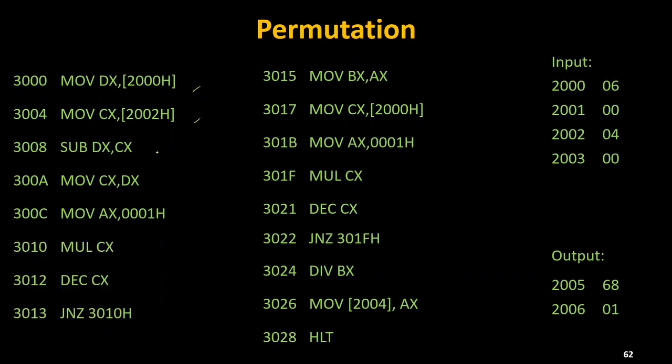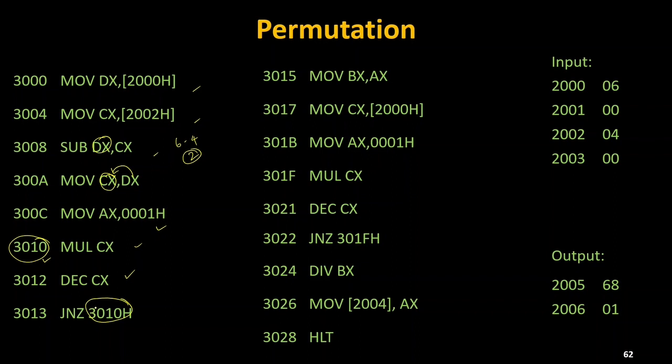So 2000, 2002 subtraction. 6 minus 4 is going to be 2. That value of 2 will be inside your dx register. The dx has to be moved to the cx register, so it has to count one by one. It is going to identify 2 factorial. To identify 2 factorial, ax will be 0, 1, multiply cx, decrement cx. This value should be taken from here. While typing the program, I know this memory location, and I can give the memory location here.